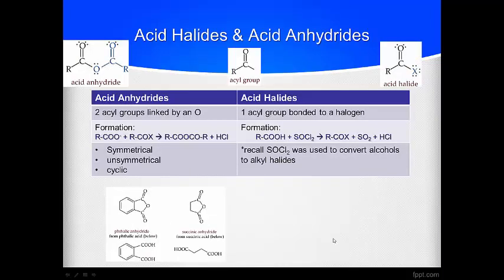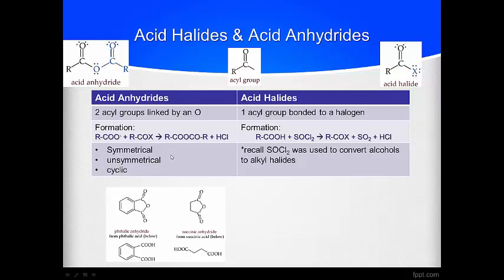So let's look at our acid halides and our acid anhydrides. Like we said before, an anhydride is a carbonyl connected via an oxygen to another carbonyl. And then we've got our acid halides, which is a carbonyl with a halogen. Your acid chlorides are the most common acid halides. In our acid anhydride, we've got two acetyl groups linked by an oxygen. The formation is from a carboxylic acid and an acid halide. Okay, and that's how we make our acid anhydrides.